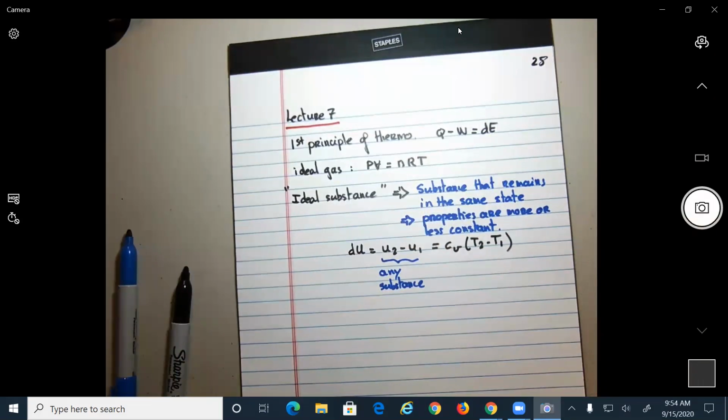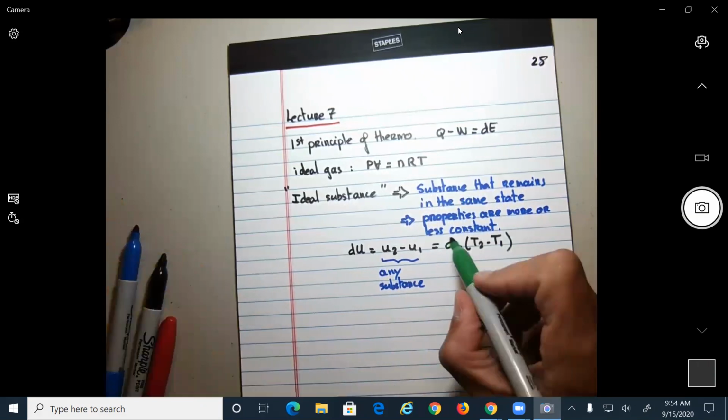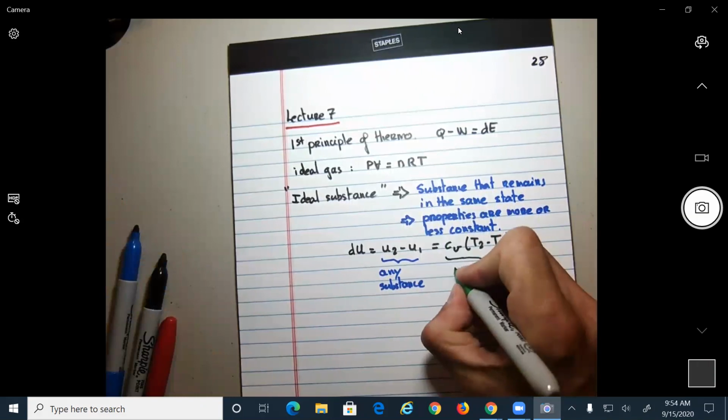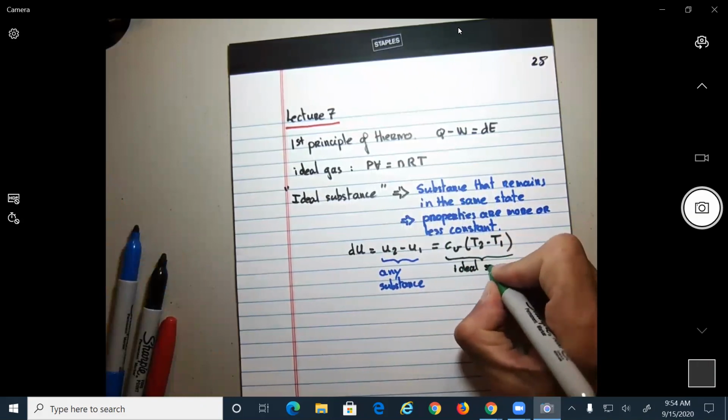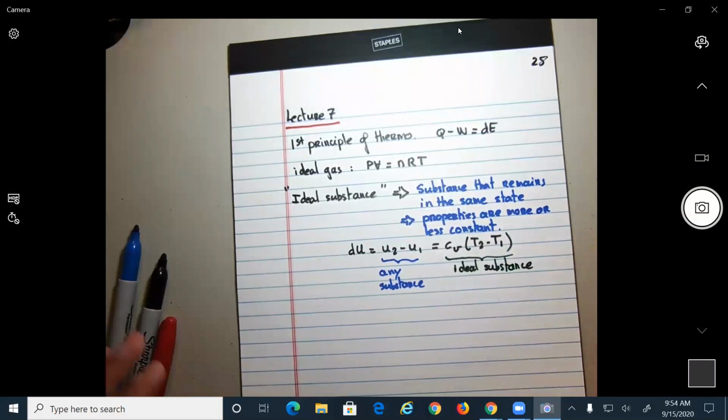I'm just trying to see if we did cover that or not. Doesn't look like we have covered that, but I'll do it now. So here I need to give more details. This first one is for any substance, and this second one would be valid just for an ideal substance. Obviously an ideal gas is an ideal substance because air always remains in the air state.